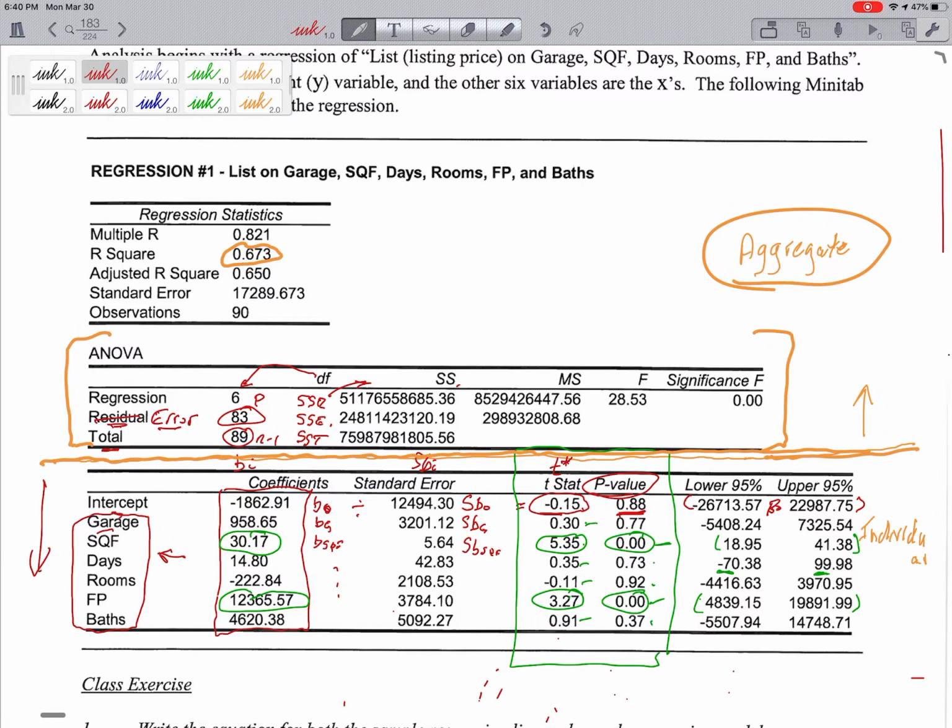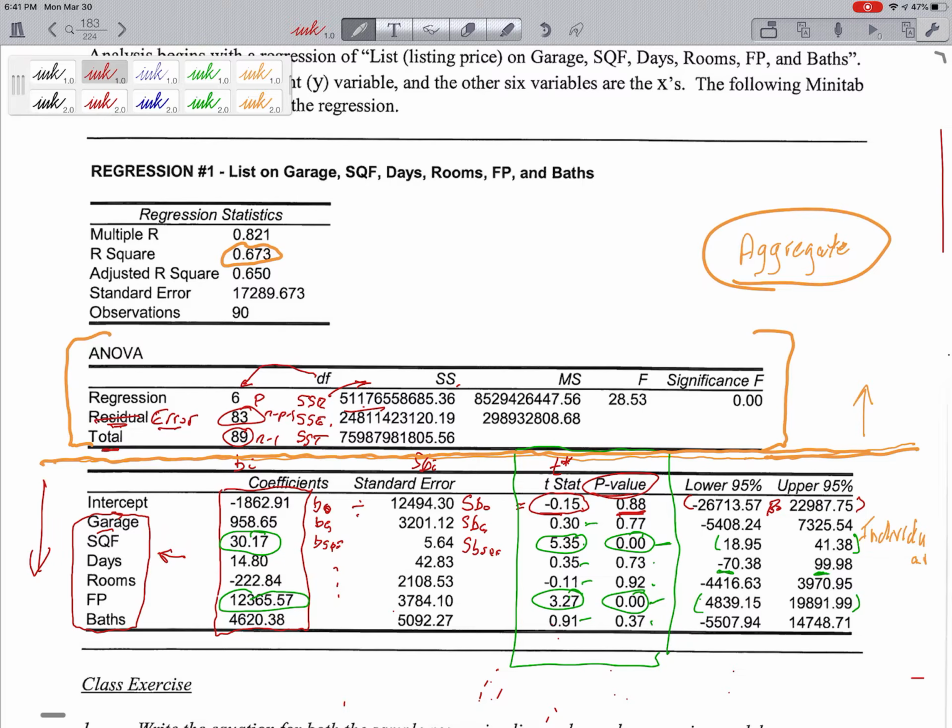This is N minus 1. So this is your degrees of freedom for SST, which is 90 minus 1. And then this here is N minus P minus 1. And we saw that when we were doing the individual t-tests. That's 83. 90 minus 6 minus 1.